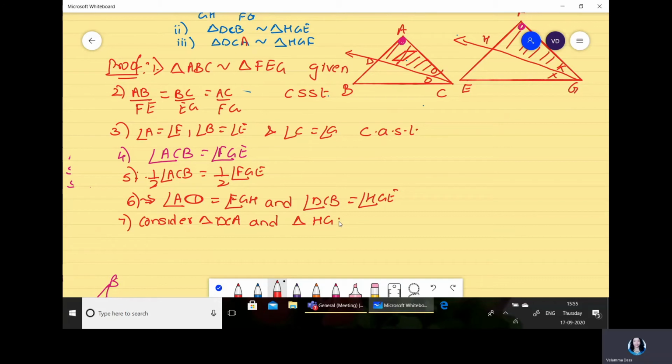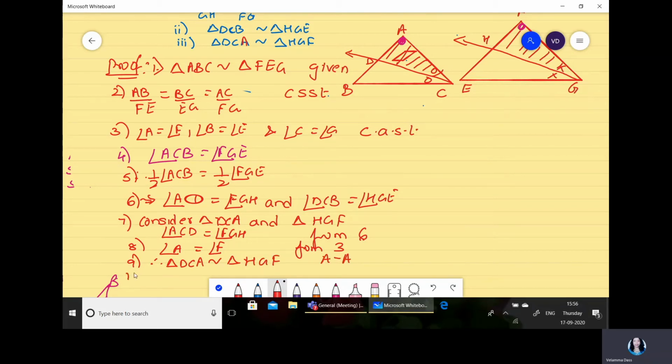HGF. So here we can say first, angle ACD is equal to FGH. This is from 6. And then we can say that angle A is equal to angle F, as we know that if two triangles are similar, corresponding angles are equal. So here you can give the reason from 3. And therefore, triangle DCA is similar to triangle HGF by AA test of similarity.